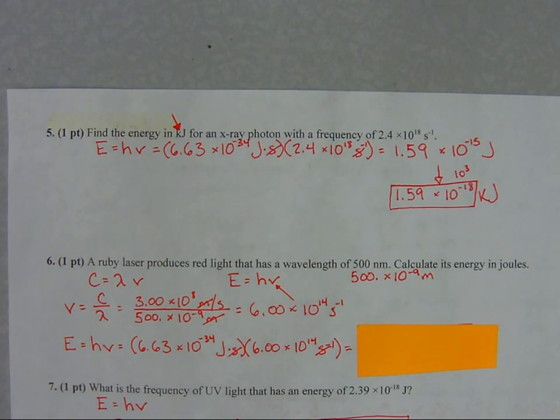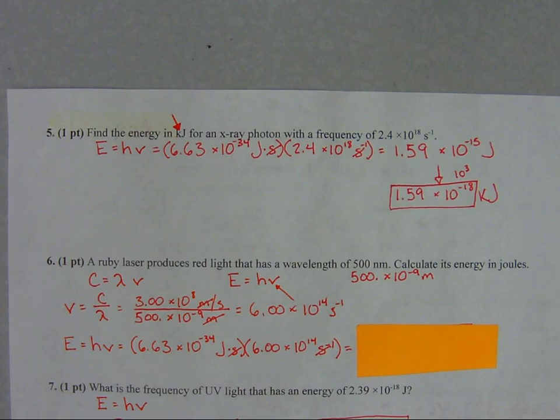Number 6, a ruby laser. Again, you do not have to know what that is. One of the goals of this worksheet is to differentiate between what you know and what you don't know, because you might not understand the entire picture, but you know something. So a ruby laser produces red light. Again, doesn't matter. That has a wavelength, okay, now we're getting into stuff we can use, of 500 nanometers.